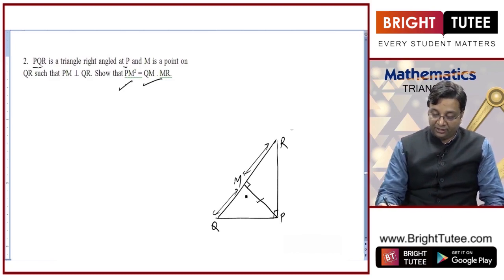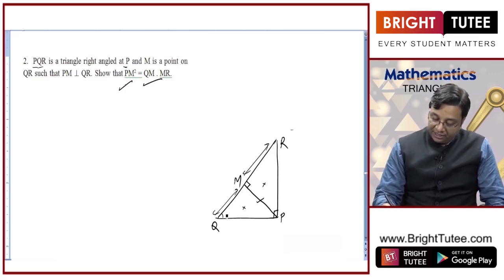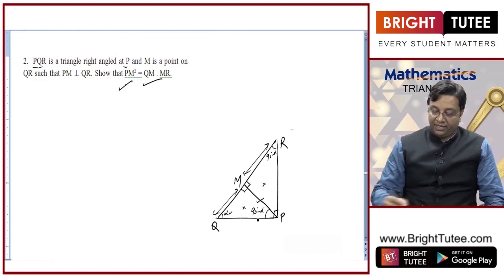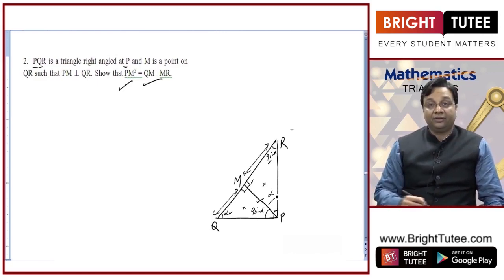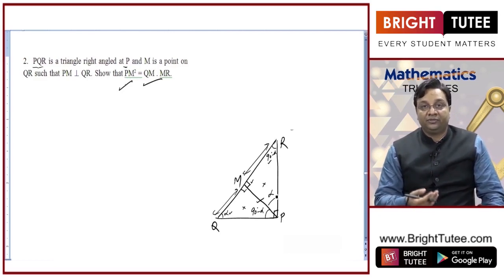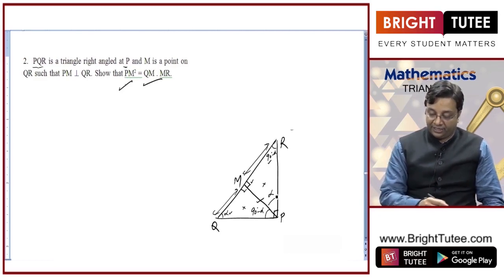So, how can I obtain this? If I consider these two triangles only, let me see. If this angle is alpha, what will be this angle? This angle will be 90 minus alpha. This is alpha, this is 90. So, this angle will be 90 minus alpha, and this is 90, this is 90 minus alpha. So, this angle will be alpha. Why? Because to satisfy the angle sum property of a triangle.